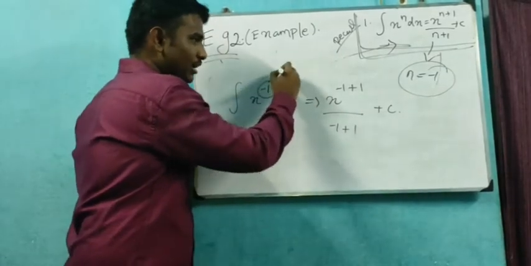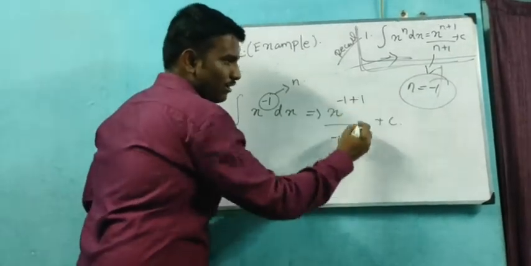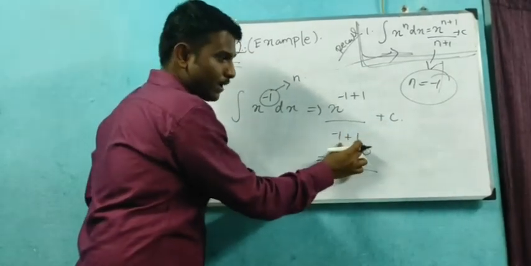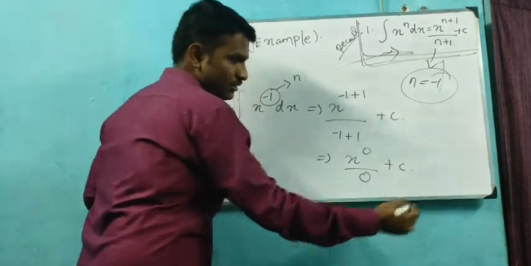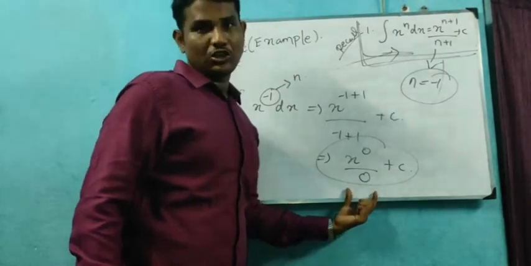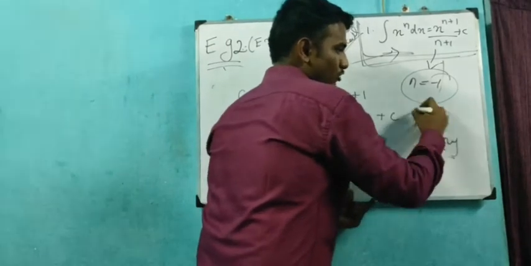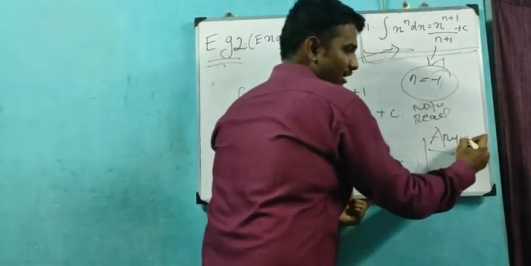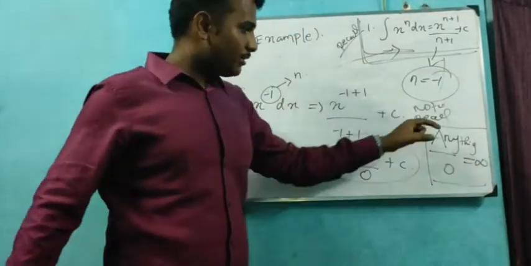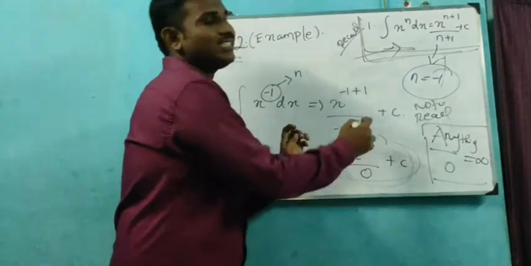In the place of n, I have minus 1, so I substituted minus 1 in the place of n, right? So x to the power minus 1 plus 1 means x power 0, by minus 1 plus 1, be careful, listen here, which is 0, plus c. Look at here, friends. So x power 0 plus c by 0. Recall or note: anything divided by 0 is infinity, cannot be determined. So we are not able to determine what this value is.